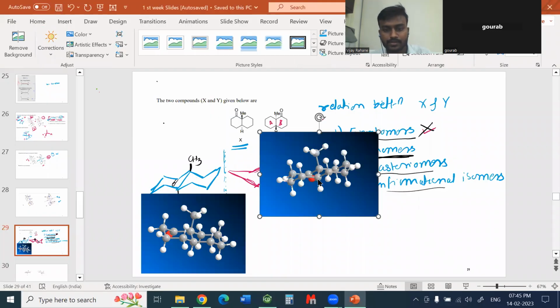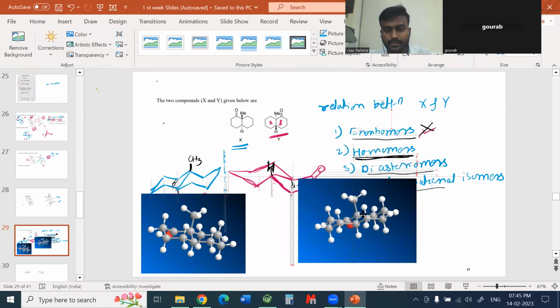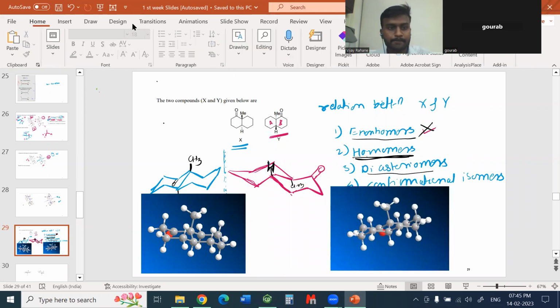So let's compare, right? This is the structure of the Y molecule, and this one is the structure of the X molecule. See, all look the same. These are the same molecule, looks exactly the same. So these are homomers of each other, right?